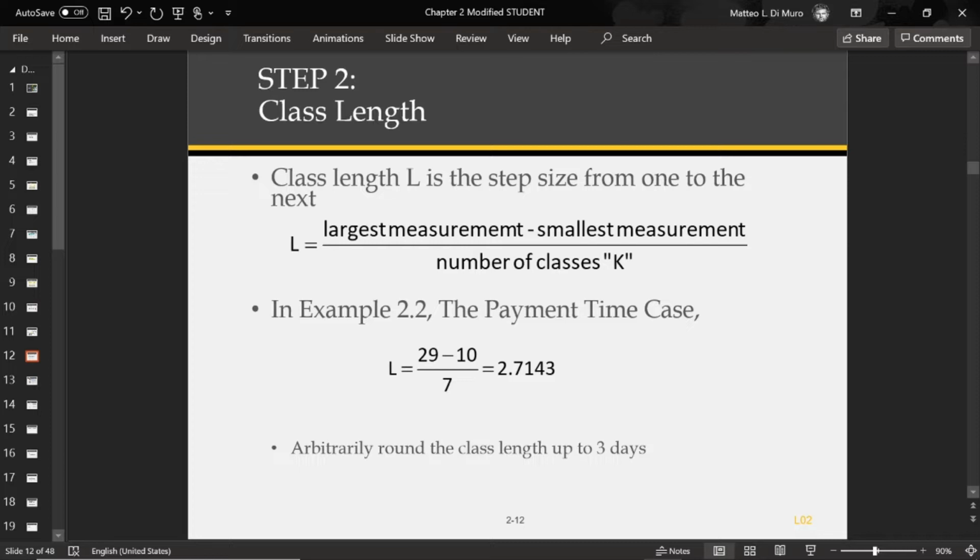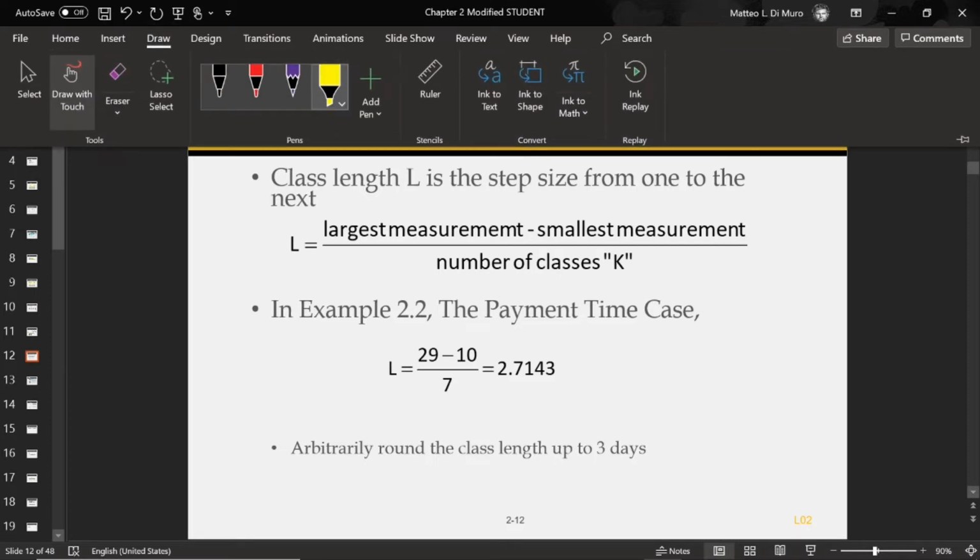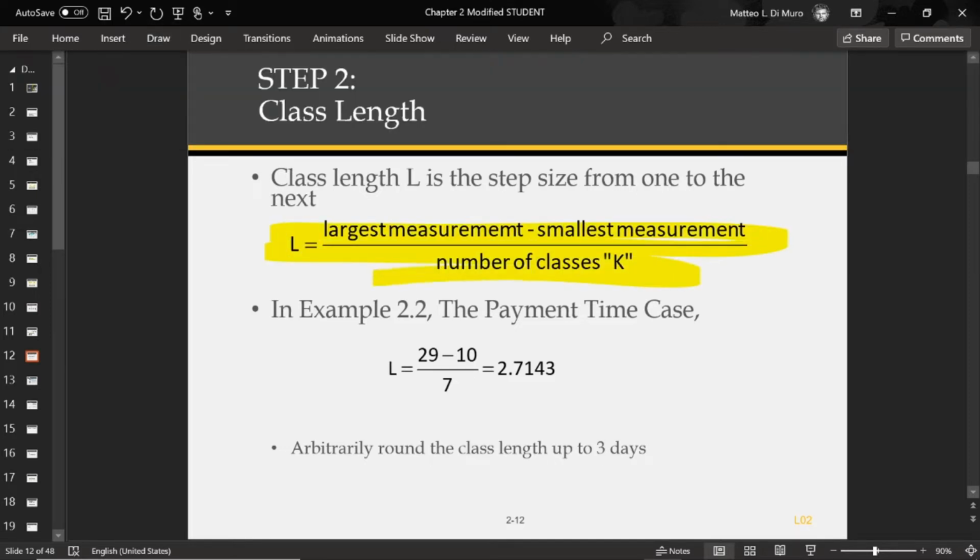Now, the class length. What is the class length? Well, the class length is the step size from one class to the next. So basically, how are we going to know which data fits into class 1 and class 2 and class 3? Well, there's a formula for that as well. And here it is. L for length is going to be your largest measurement in your data set minus the smallest measurement, divided by the number of classes K.